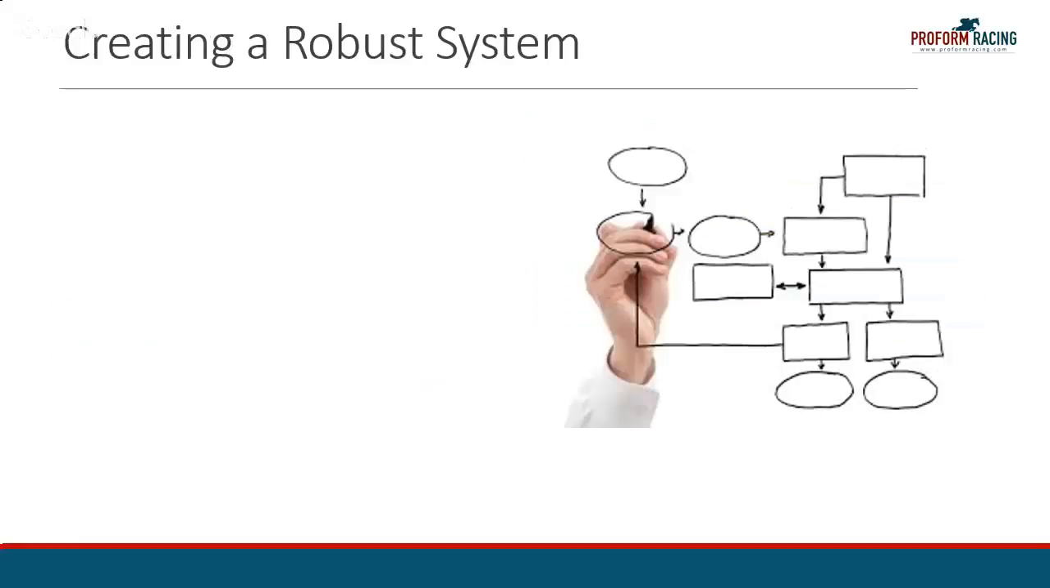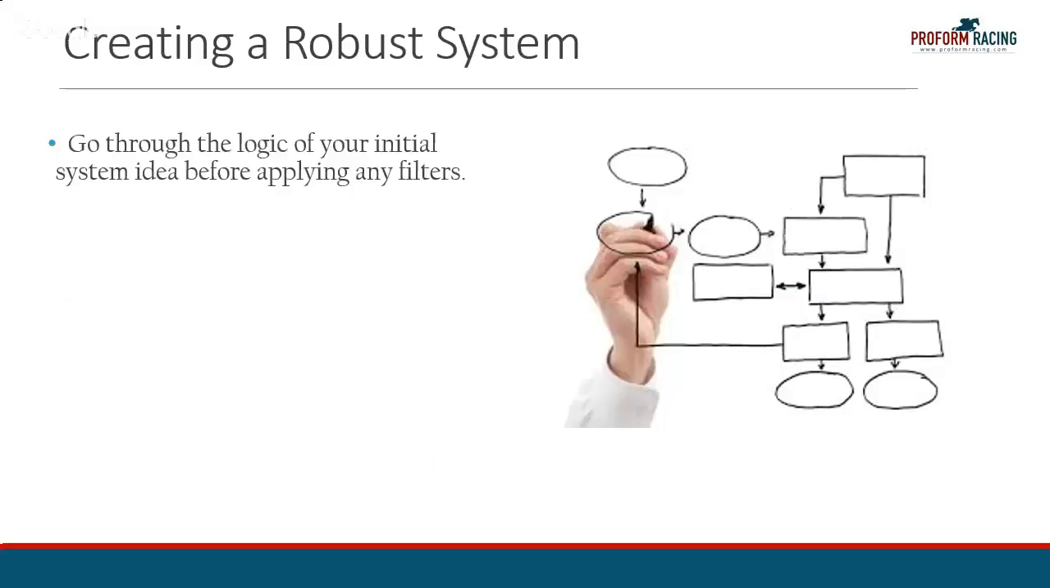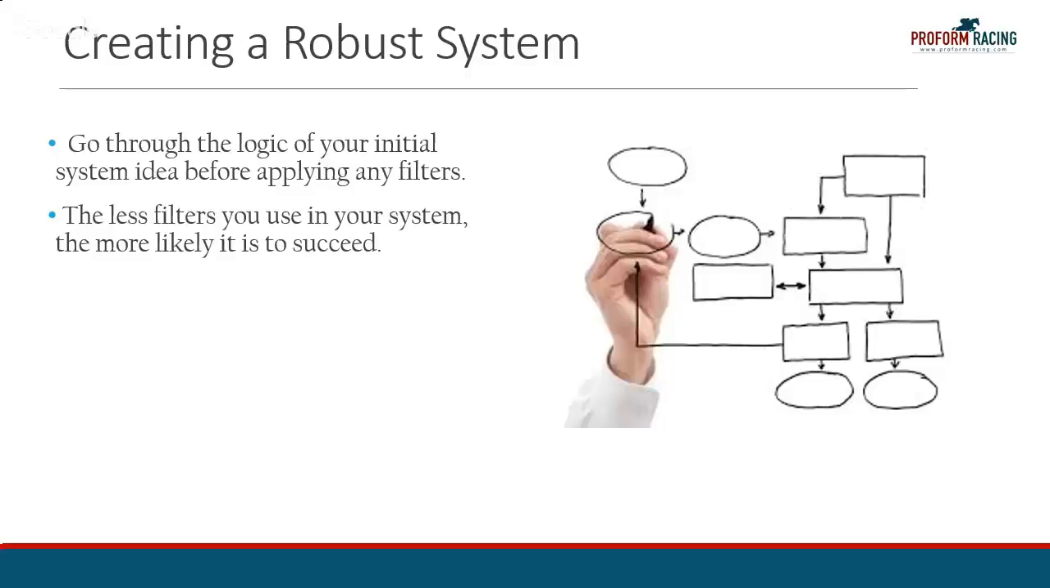So some suggestions on how we create a robust system are as follows. Just go through the logic of your initial system idea before applying any filters. The fewer filters you use in your system, the more likely it is to succeed. And then only add a filter if there is some logic behind it.